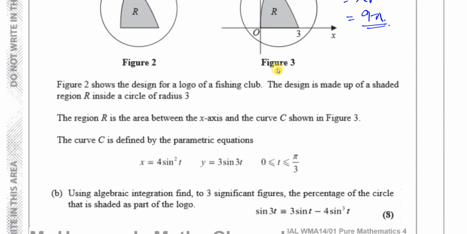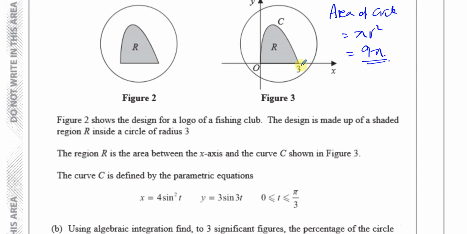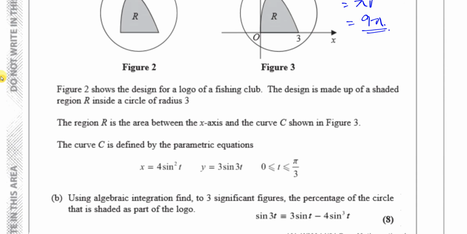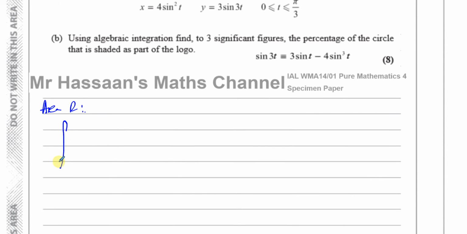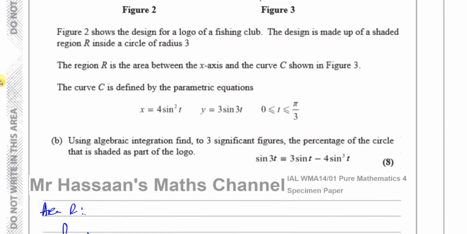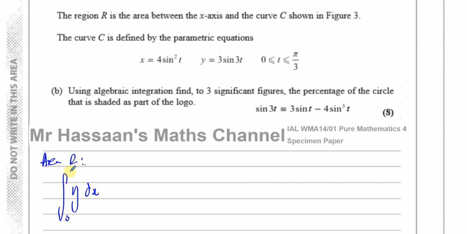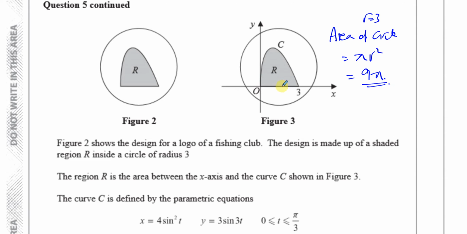So we need to find R, the shaded part. We need to find the region R, the area of R. So we need to basically find the integral of y with respect to x between the limits of 0 and 3. That's what we need to find. We need to integrate this function with respect to x between the limits of 0 and 3.